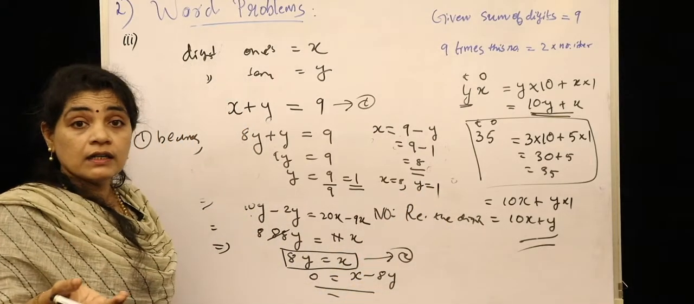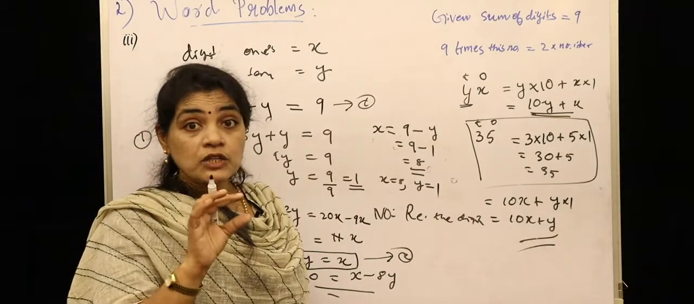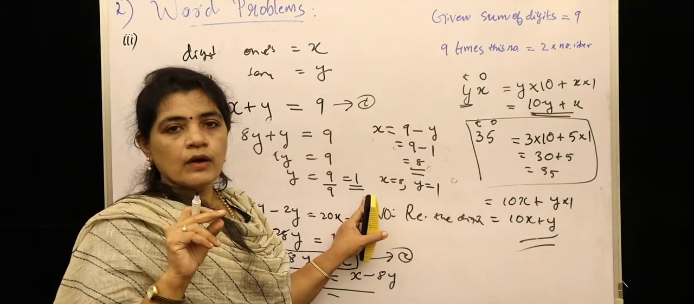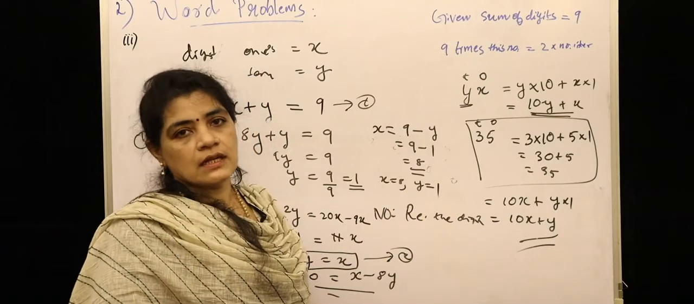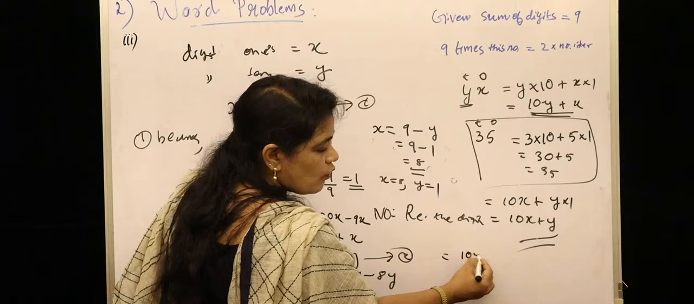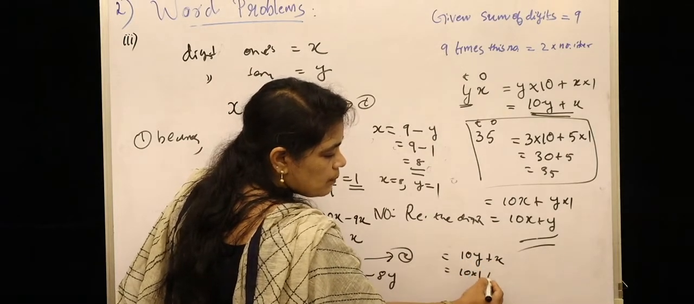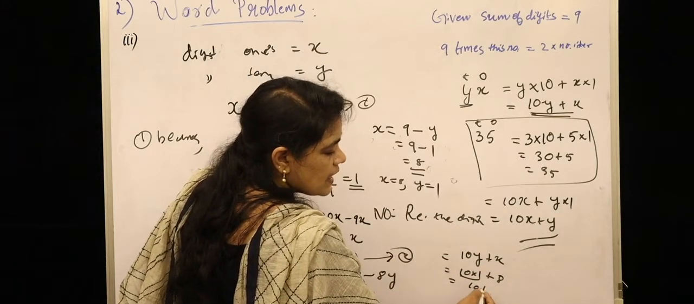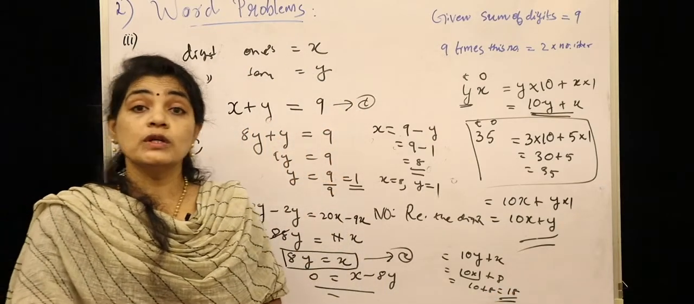So what is our number? What is the number we have got? Y should come in the tens place in the original number, and x was in the ones place. So 18 is the number. Or we have this form, children: the original number was 10y plus x. So 10 into y, which is 1, plus x, which is 8. So 10 plus 8, that is 18. This is the required 2-digit number.